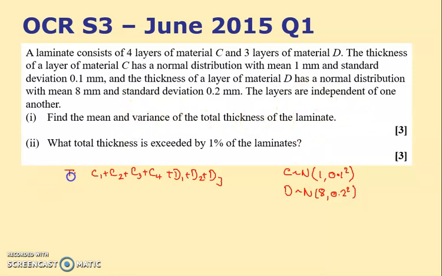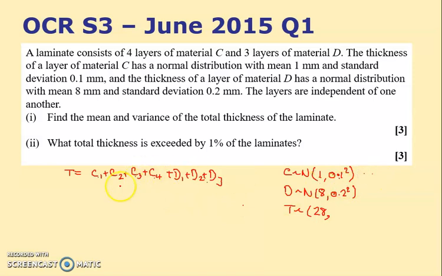So I can say this is T equals. So T is going to be normally distributed. Now I've got 4 of those, so you can see that's 4 plus 3 8s are 24. So I think that is 28, comma something. Now what's my variance going to be?